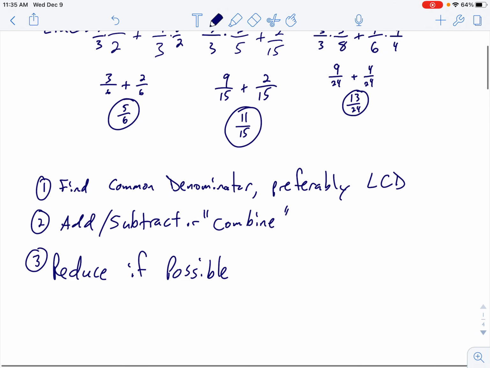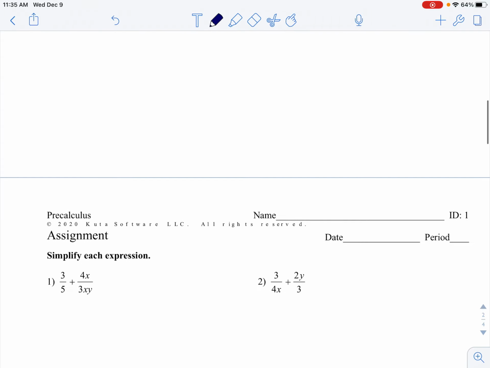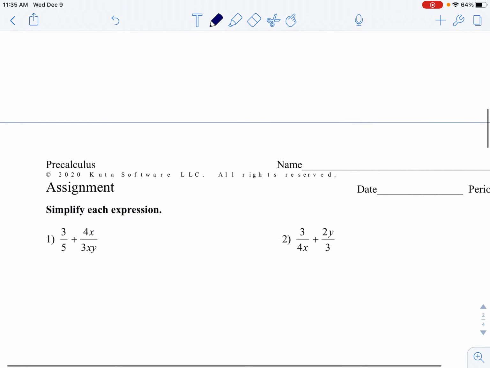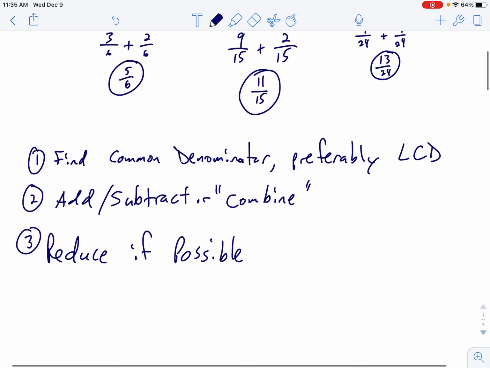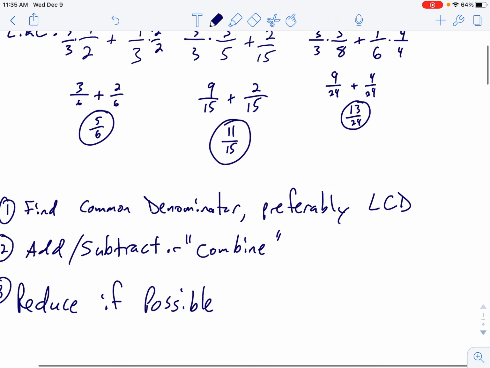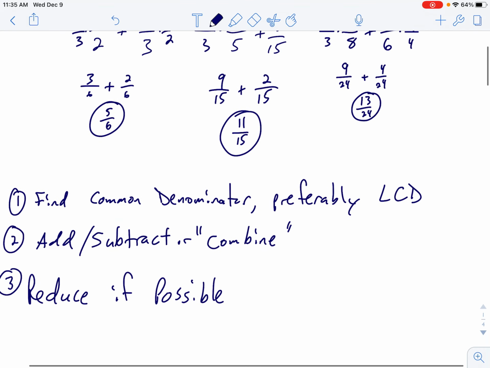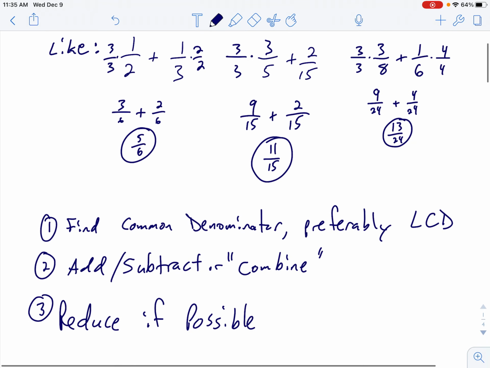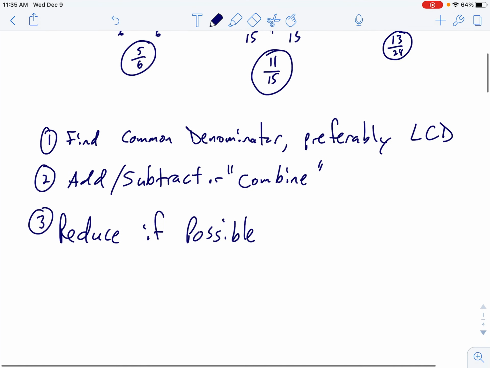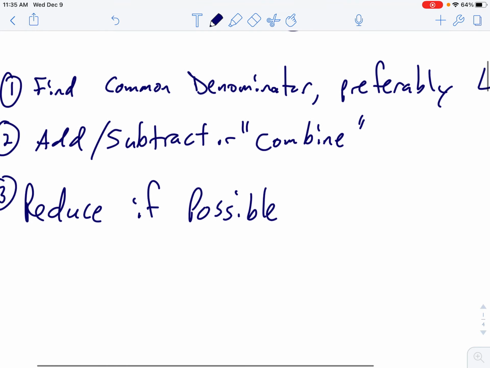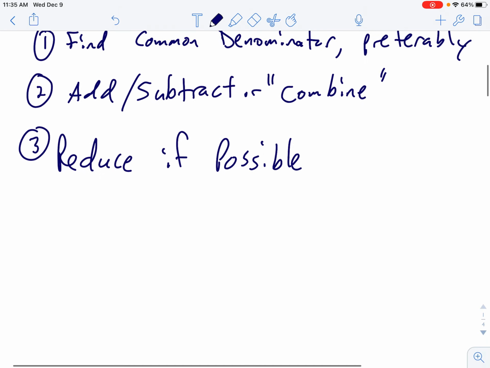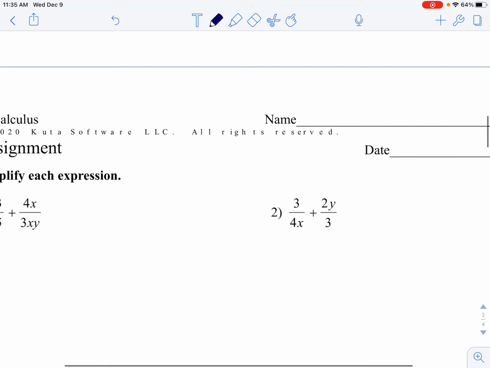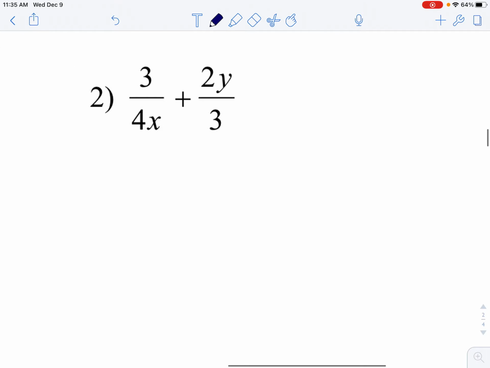We're going to be doing the same thing. It's just going to be algebraic. So you're going to see x's and y's and all sorts of stuff in there. But the steps are basically the same. Find the common denominator, preferably the lowest common denominator. Other denominators will work. It'll just give you more steps. Then you add or subtract. My examples up here were all adding, but they could have been subtracting. It would have worked just the same. In general, we use the word combine to sort of encompass both adding and subtracting, and then reduce if possible. So here, number 2. What would the common denominator be?